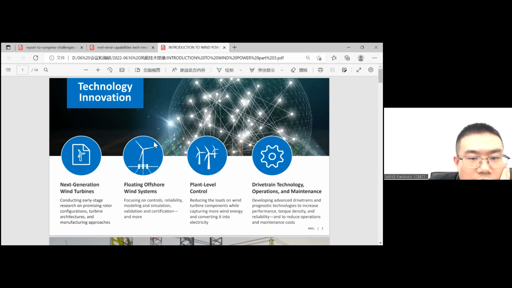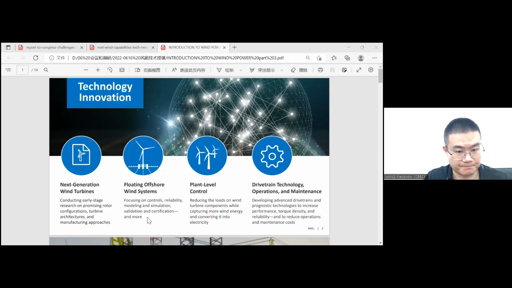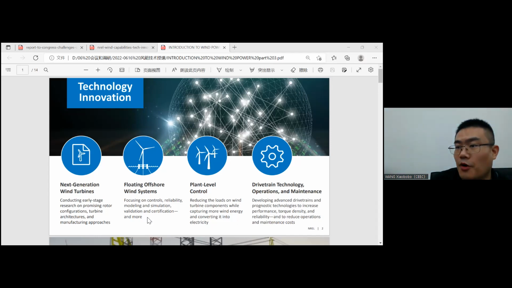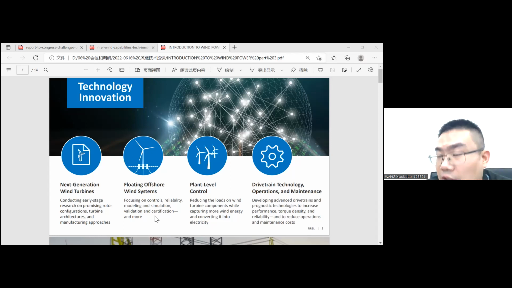We have this trend. We can see the next generation wind turbine. We are conducting earlier stage research on promising rotor configuration, turbine architecture, and manufacturing approach. And we can see the floating offshore wind system focuses on control, reliability, modeling, and simulation. There is one missing point, validation and certification. That's why we go back to the last page of the second part, the missing standard of offshore, because we also need a standard for validation and certification.